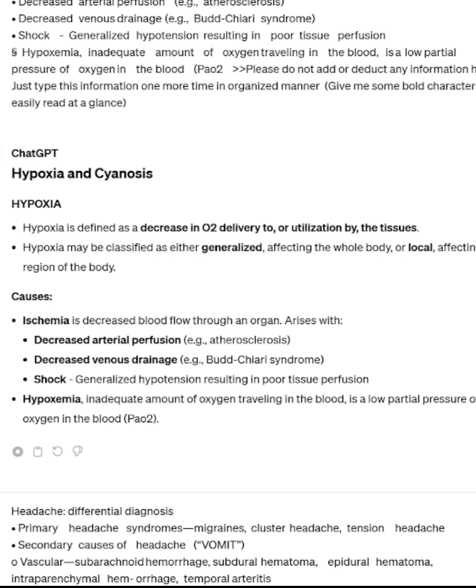Causes. Ischemia is decreased blood flow through an organ. Arises with decreased arterial perfusion, e.g. atherosclerosis, decreased venous drainage, e.g. Budd-Chiari syndrome, shock, generalized hypotension resulting in poor tissue perfusion. Hypoxemia, inadequate amount of oxygen traveling in the blood, is a low partial pressure of oxygen in the blood, PaO2.